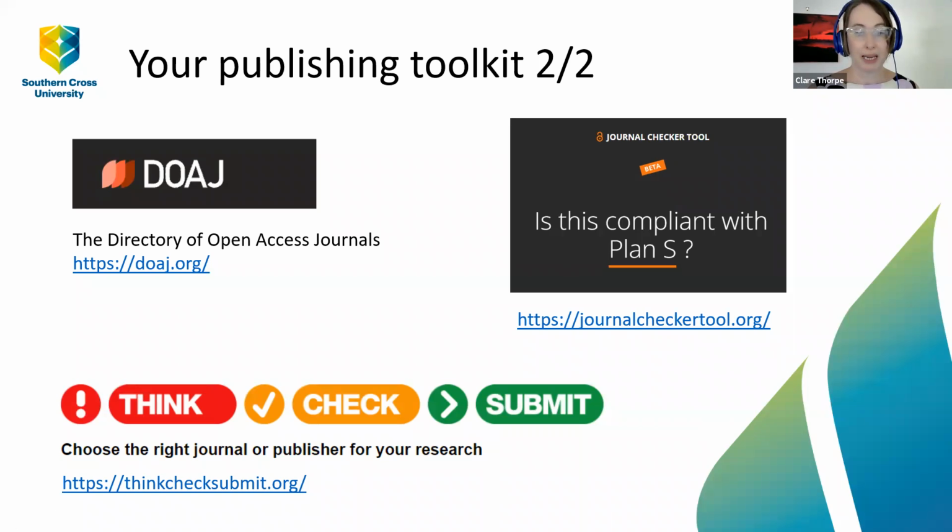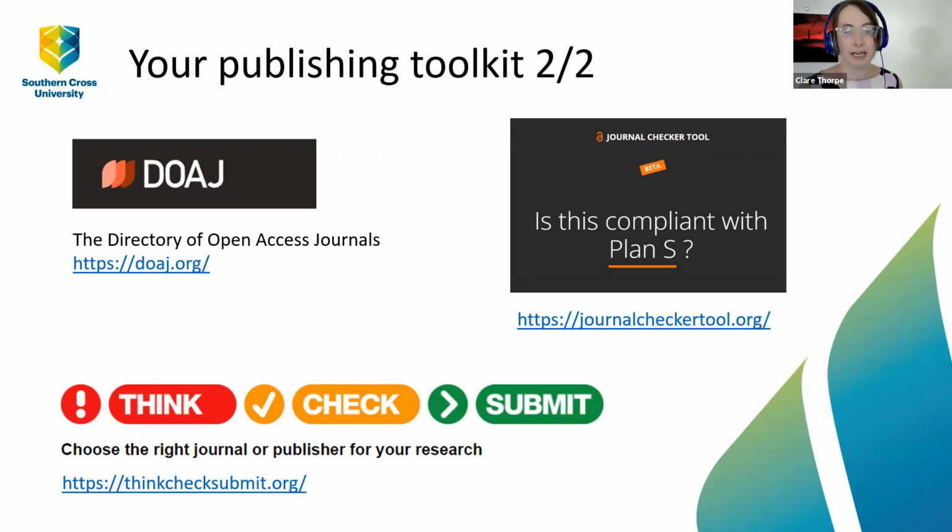Another tool that I found just this week, which is currently in beta, is the Journal Checker tool. Now, this is particularly for anyone who is required to be compliant with Plan S or Coalition S funding from overseas funders. It's a really great tool. You can put in the journal that you want to submit to, the grant that you've received funding under, and your institution, and it will give you a result. So that's a really nifty little tool that you might want to check out.